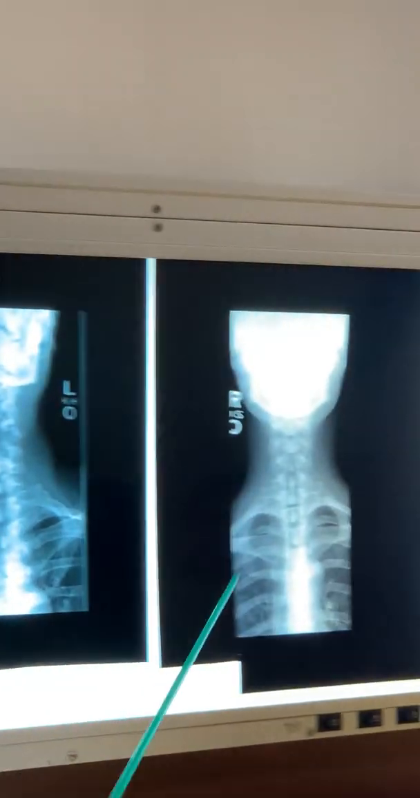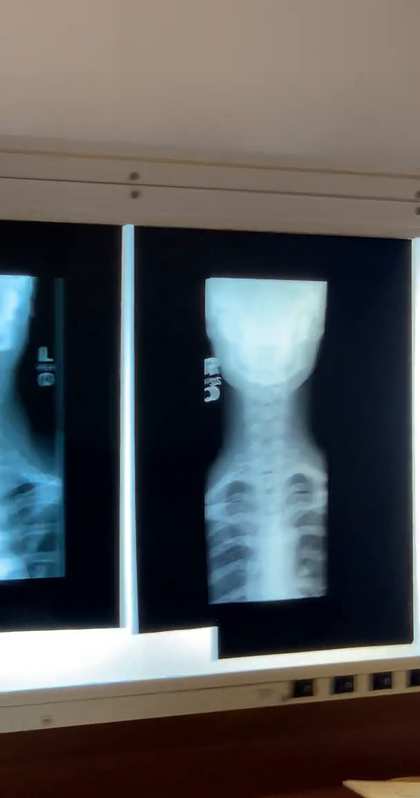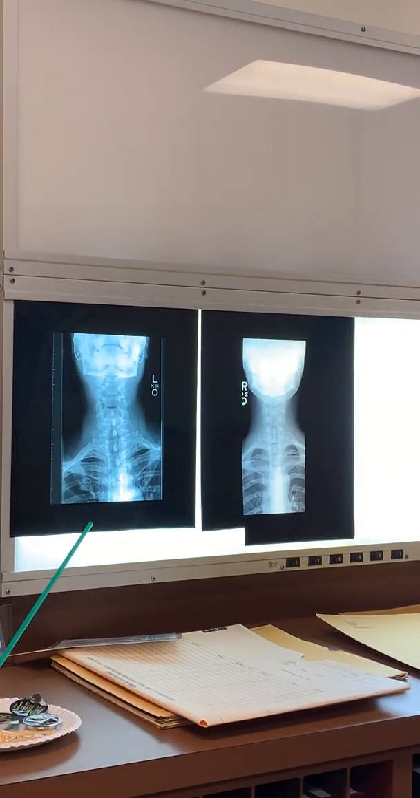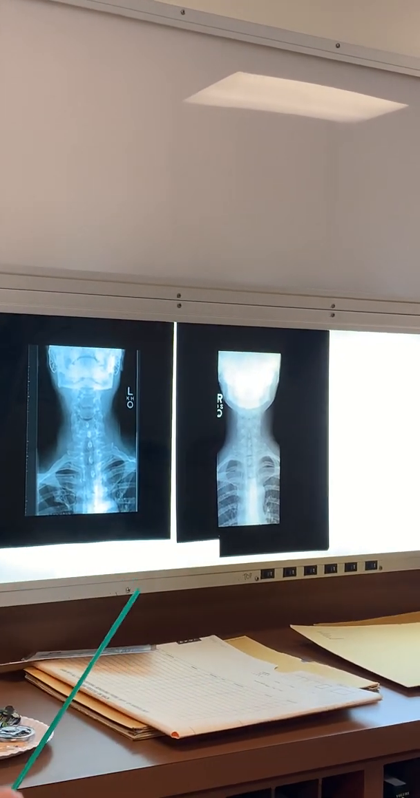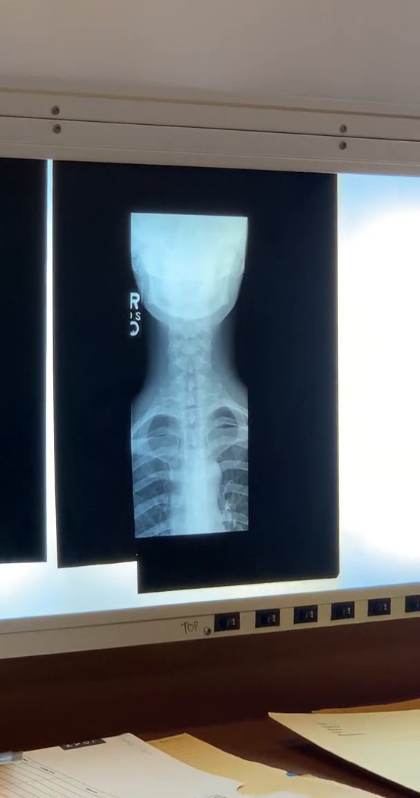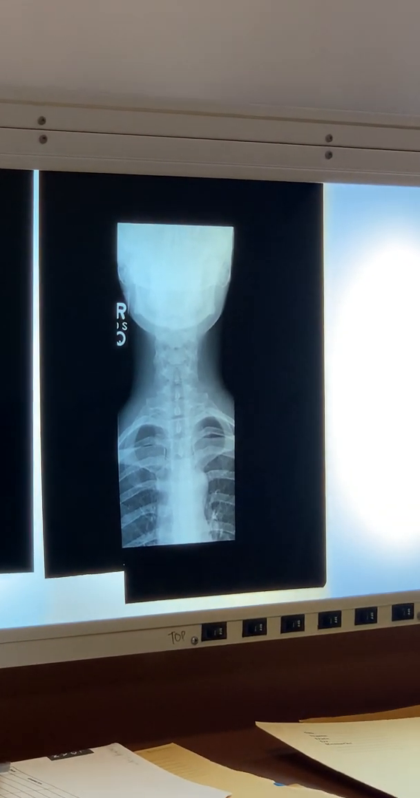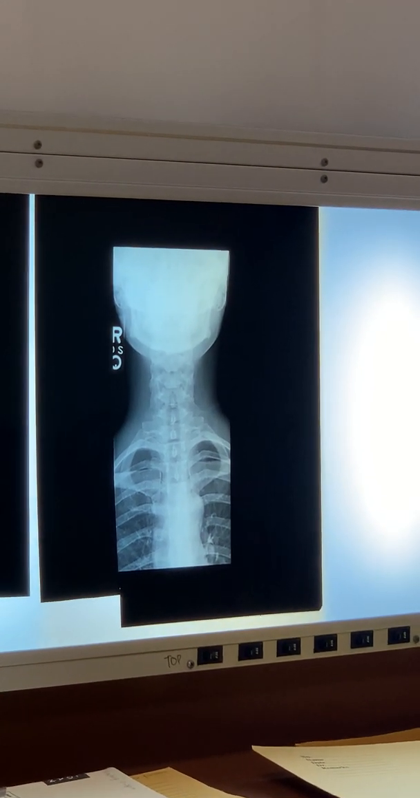So let's look over here. This one's good. We see 7 through 3. Okay. What about this one? If you were to critique it, bring the chin up. We don't see 7 through 3.